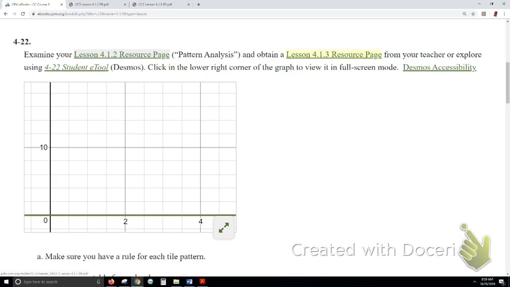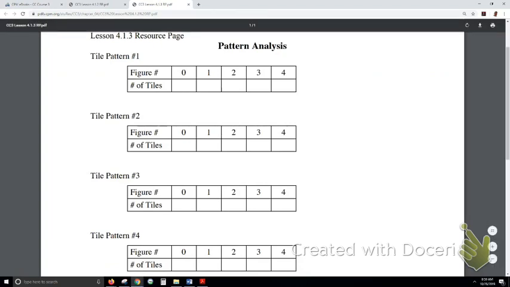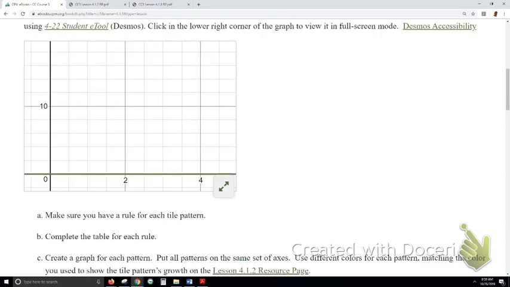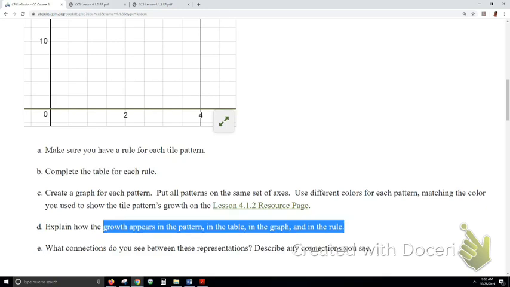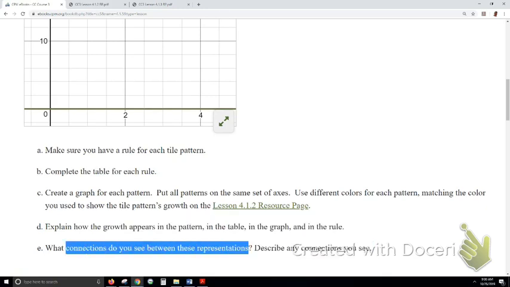4-22 requires this resource page right here, which you should have already gotten. It looks like this. We're just going to answer the following questions, okay? When we're answering these questions, we're focusing on these right here. It says make sure you have a rule for each pattern, and then we're going to complete the table for each of those rules. And then more importantly, we're going to create the graph for each one of these patterns, okay? We're going to see how everything ties together and how the growth appears in the pattern, the table, the graph, and in the rule. And then we're going to see what connections there are between these representations.